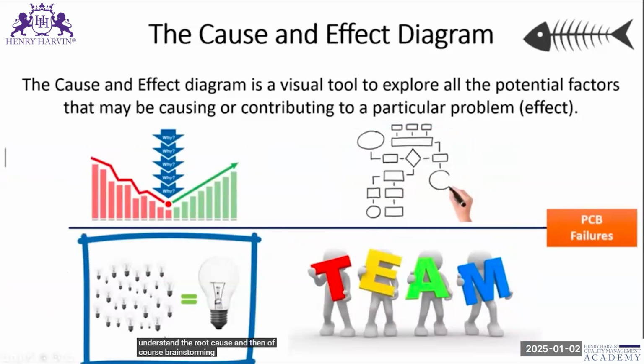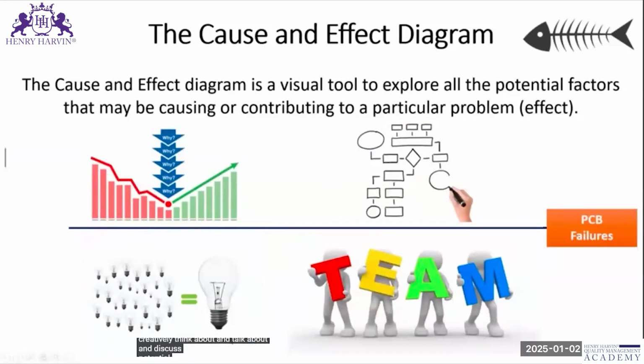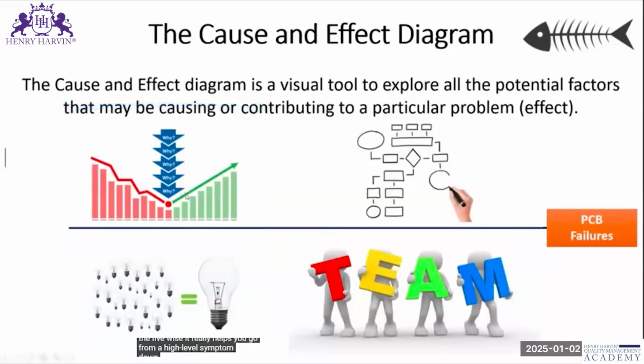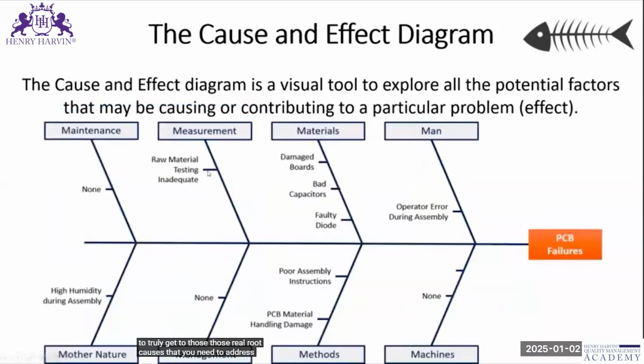And then, of course, brainstorming. You're going to have to creatively think about and talk about and discuss potential root causes that maybe you're not even aware of. And then the 5 why analysis. I love the 5 whys. It really helps you go from a high-level symptom down to the true root cause and really ask why, to truly get to those real root causes that you need to address. And then as you have that team discussion and you go through the process, you can identify potential root causes and contributing factors to the problem you're trying to solve.